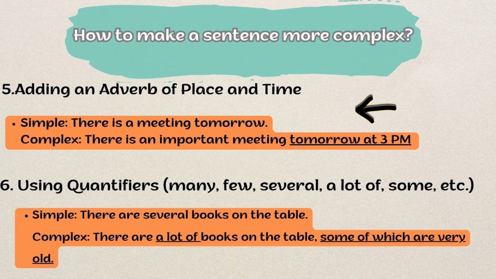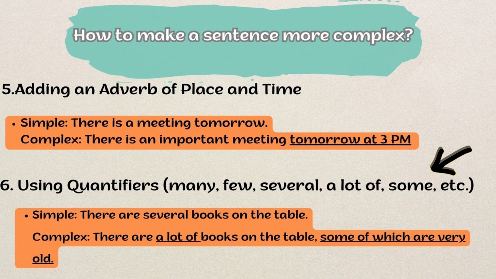Number 5, adding an adverb of place and time. It's also an easy thing that you can do. There is a meeting tomorrow. How to make it complex? There is an important meeting tomorrow at 3 p.m. We just added time.